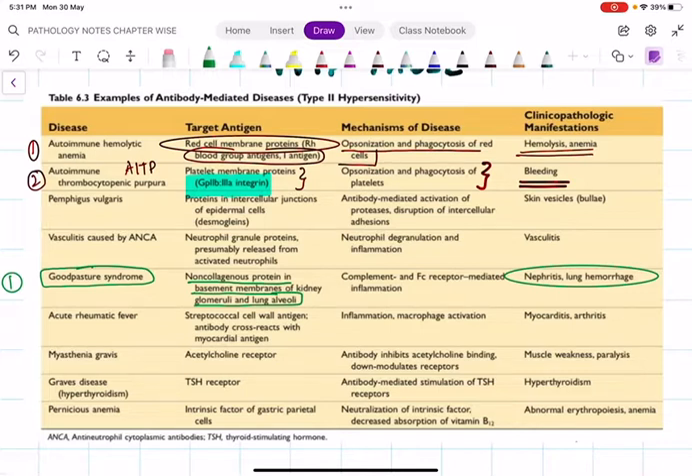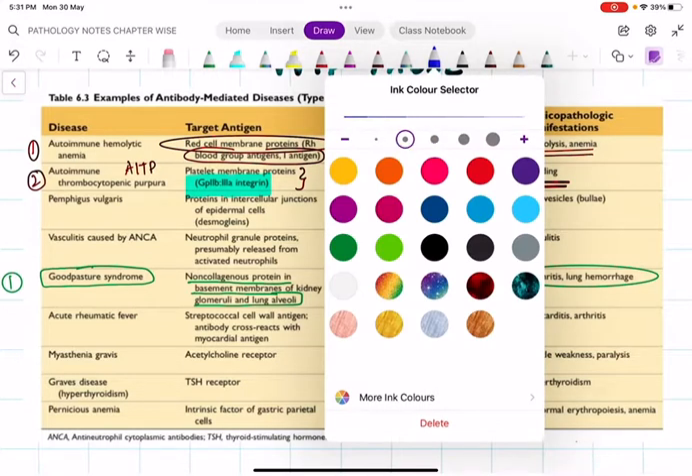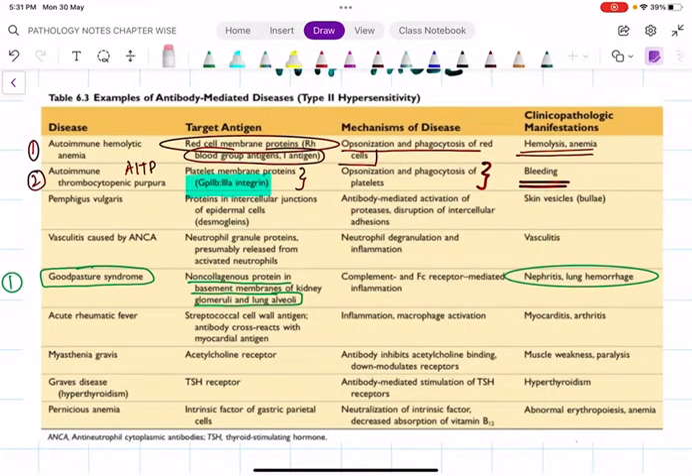Then, let us see other examples. What is antibody mediated? We have 3 examples. I am using violet color. Number 1 is Pemphigus vulgaris. In Pemphigus vulgaris, the antibody is produced against the proteins of the intercellular junctions. In the skin epidermis, we have desmosomes. Here, antibodies are produced against proteins called desmogleins and desmocollins, which will cause interruption of intercellular adhesions. The patient will have skin vesicles or bulla, rupture of the skin.